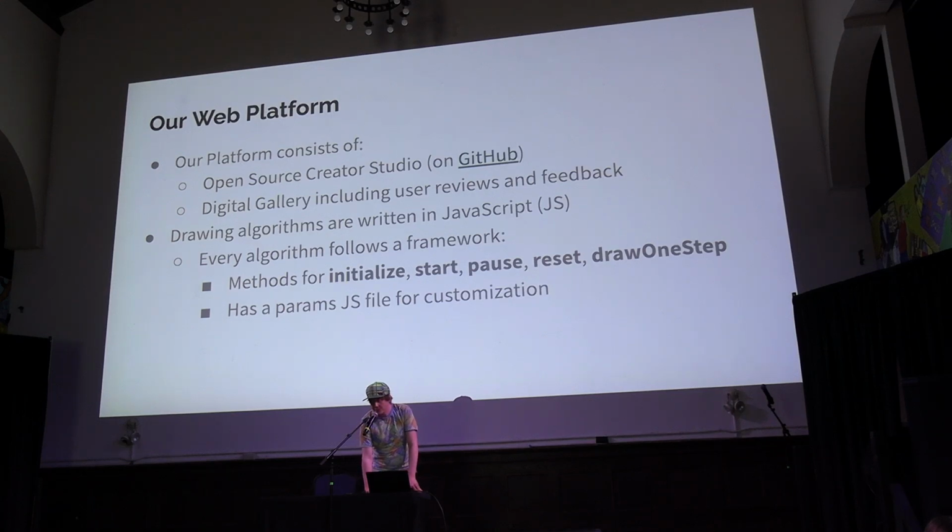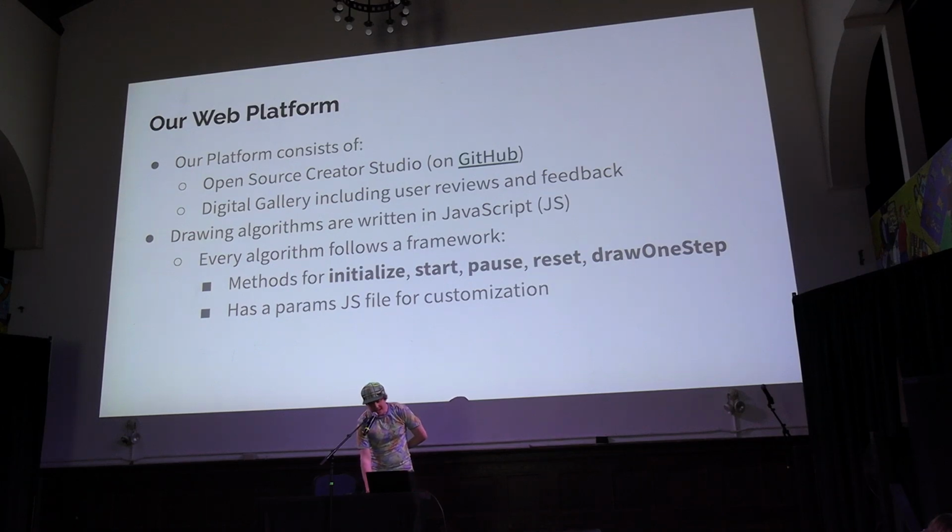So our platform has two main components. One of these components is our open source creator studio. It is on GitHub. I hopefully will be able to make this URL available, and I think it's available on the composition website. So you could clone our repo and play around with it on your local computer. It runs in a web browser. So you just open it up in the web browser of your choice, and you can run it. There's also a digital gallery on our website at algoart.org.